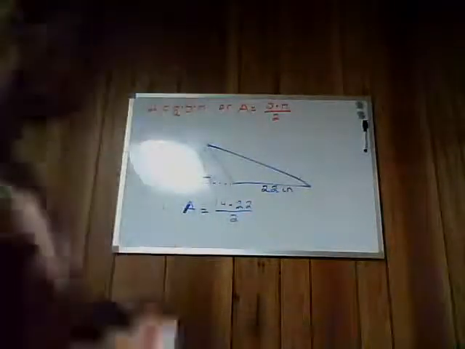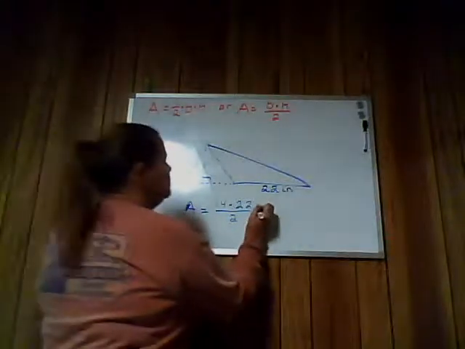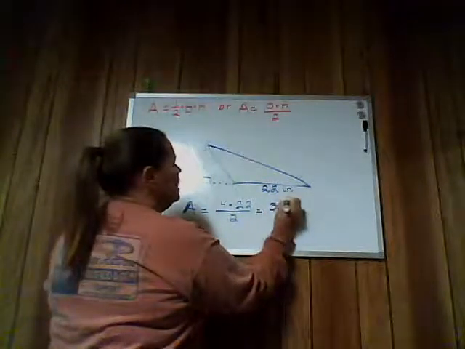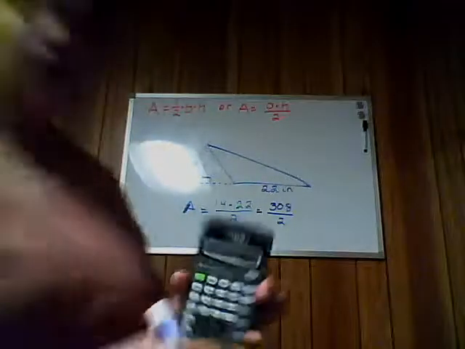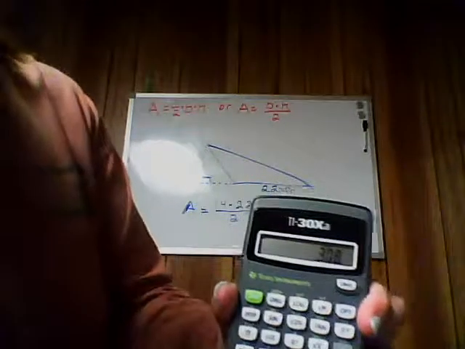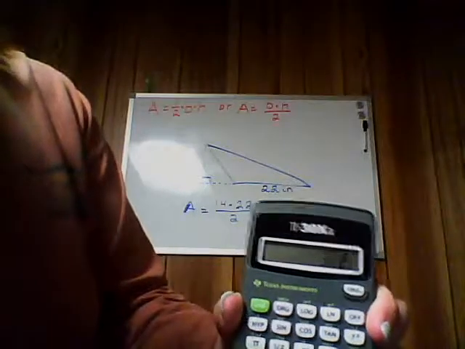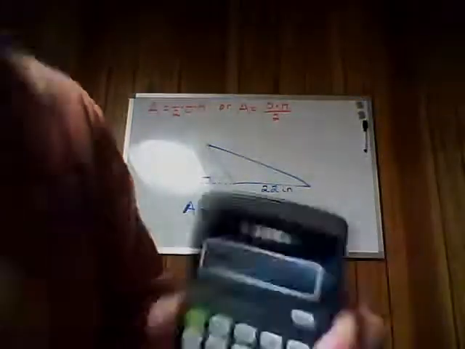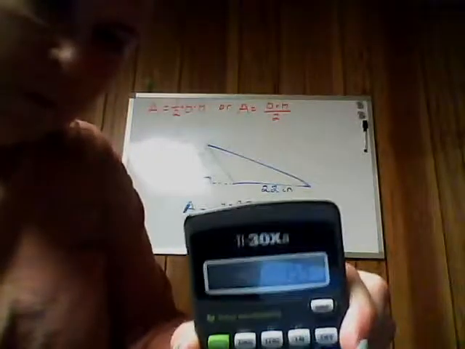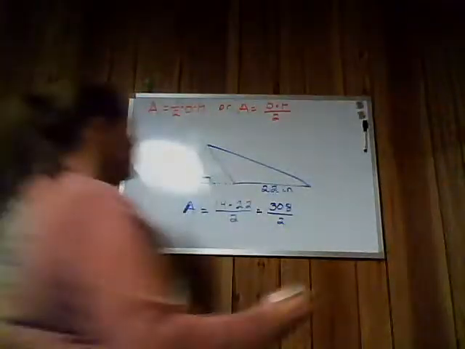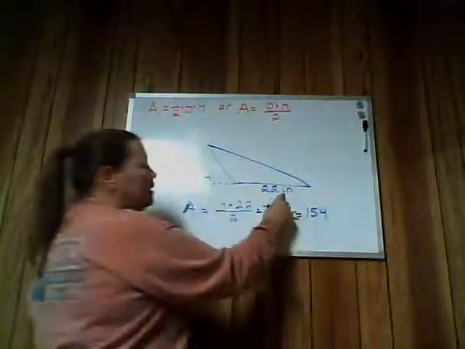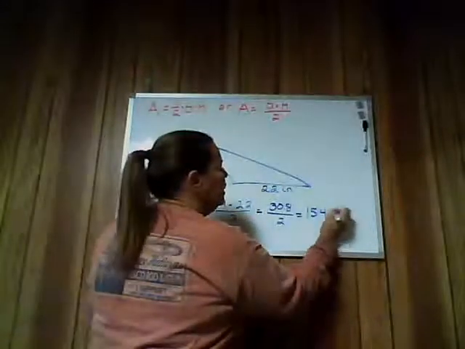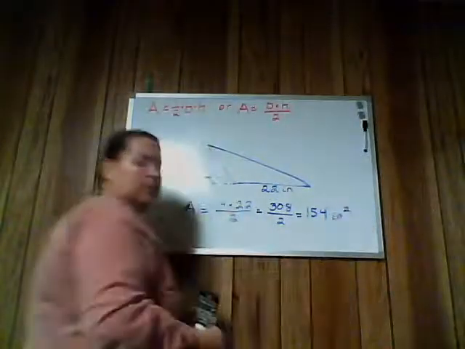All right. And was I right? 308? Oh, I was right. Huh. So this is equal to 308 divided by 2. All right. So now on your handy dandy calculator, you would want to divide that by 2. 154. Yep. 154. Can you guys see that? Or might there have been too much of a glare? So this is 154. These were in inches. So it is inches squared.